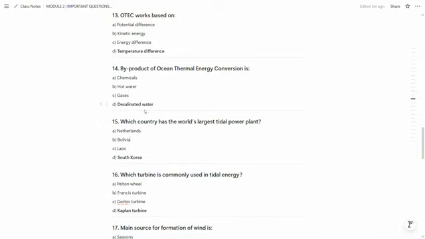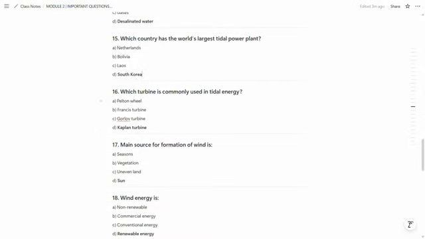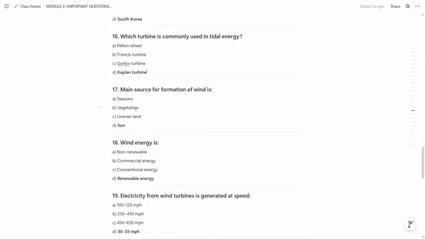So this is the byproduct. Now moving towards the 15th one: which country has the world's largest tidal power plant? It is South Korea. So D option is the correct answer. Now in the 16th one, which turbine is commonly used in tidal energy? Kaplan turbine is used. So D option is the correct answer.